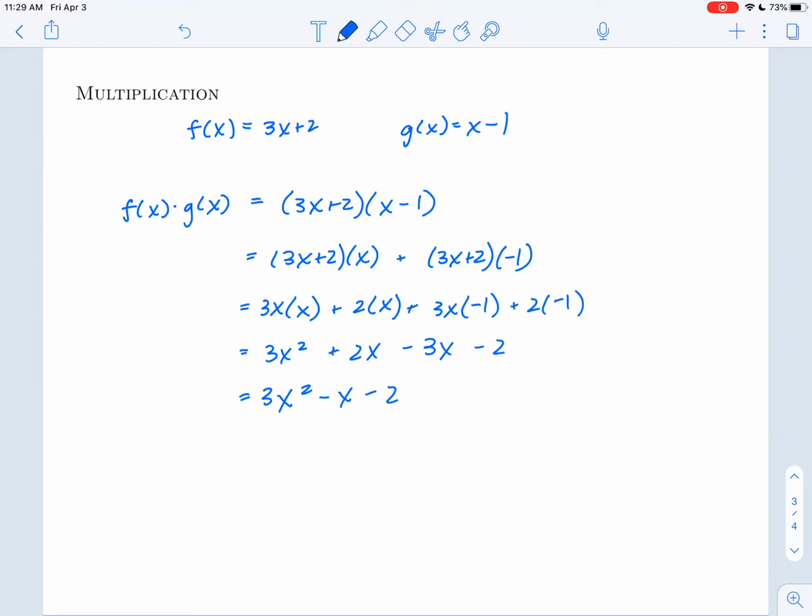And you can repeat this process with any number of terms for your polynomials. It'll end up turning out pretty similarly. Just remember that you're kind of doing that distributive property multiple times.